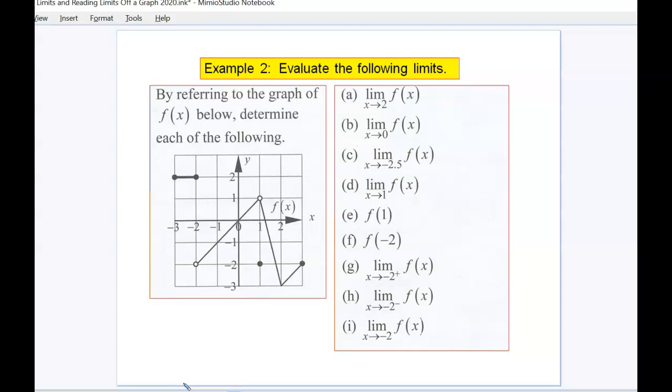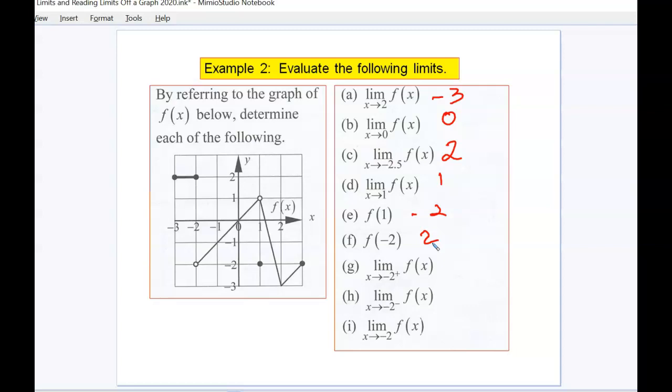Okay, I'm hoping you had a chance to try it. So the limit as x approaches 2 is going to be negative 3. The limit as x approaches 0 is 0. The limit at negative 2.5, well, negative 2.5 is right in the middle of that line segment. That line segment is at 2. The limit as x approaches 1 is 1. F of 1, that's the value of the function. That would be the dot at negative 2. F of negative 2 would be the solid dot at 2.